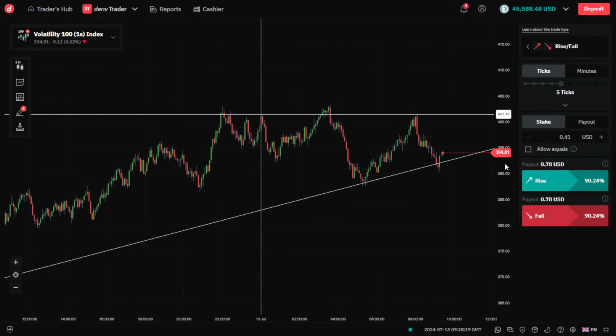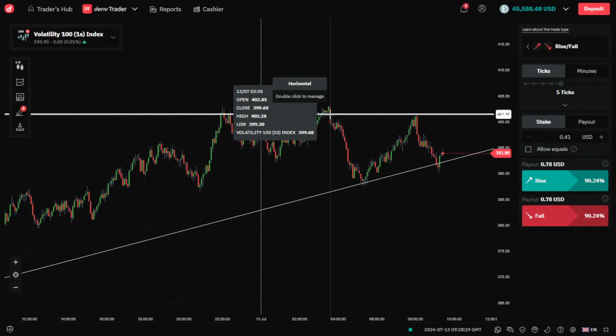Now, before you place fall, you give it some time. Sometimes it can touch the white line and then go above a little bit and then come down. So if you placed your trade right here in a short time frame, it can go up and then you can end up losing your money.